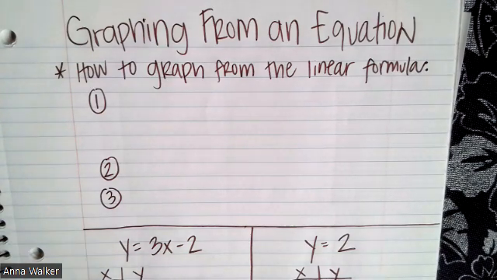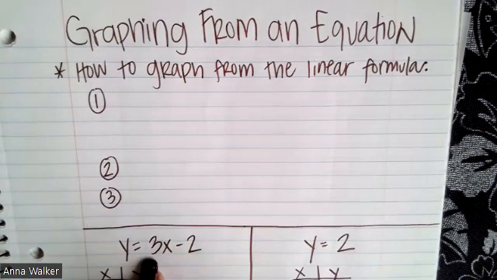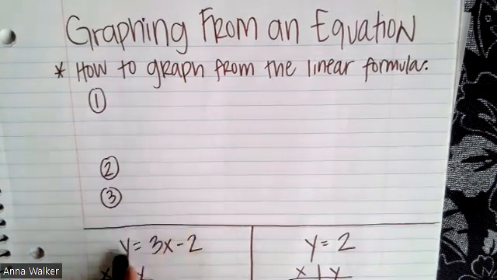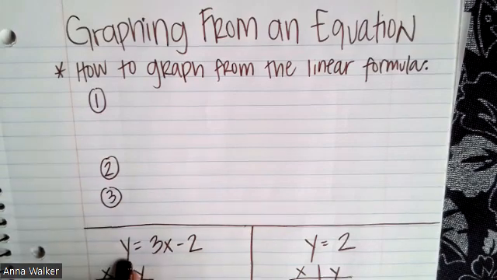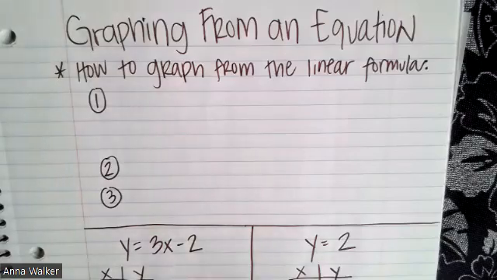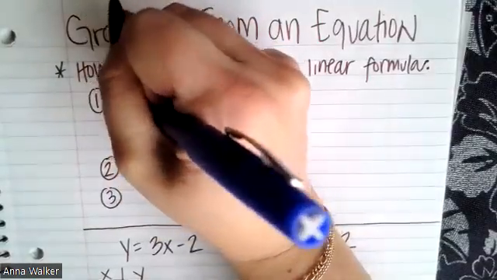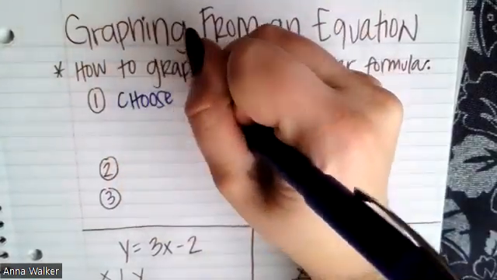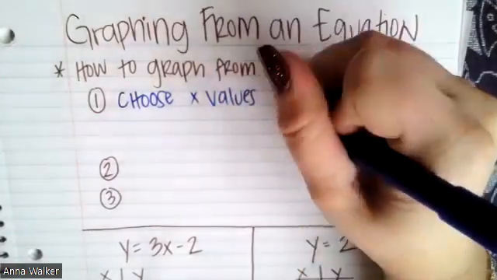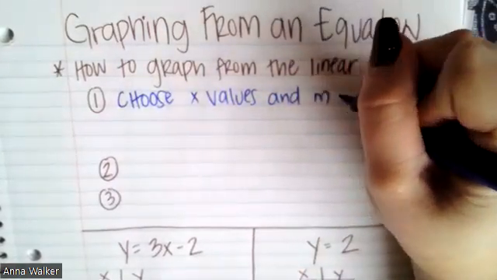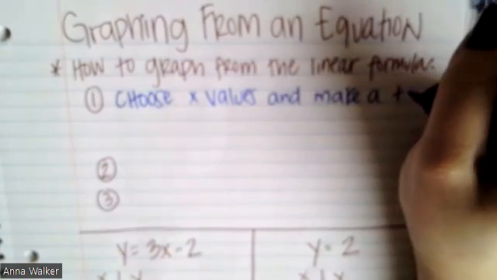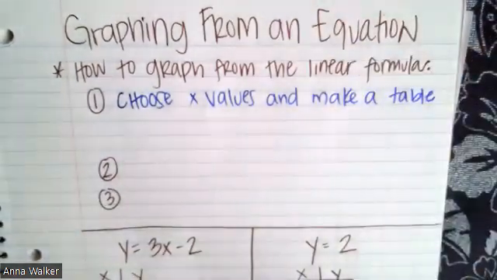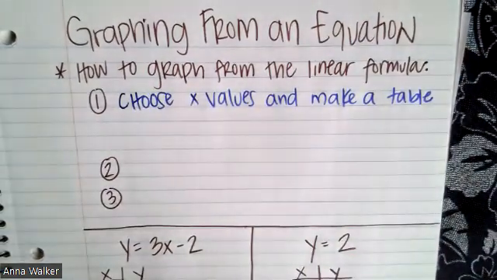Particularly, we're going to choose values for X, and then we're going to plug it in to this formula, and that'll tell us what the corresponding Y value is for this particular line. So the first thing we're going to do is choose X values and make a table, like an XY table, not like a physical table that my notebook is on right now. So we're going to choose X values and make a table.